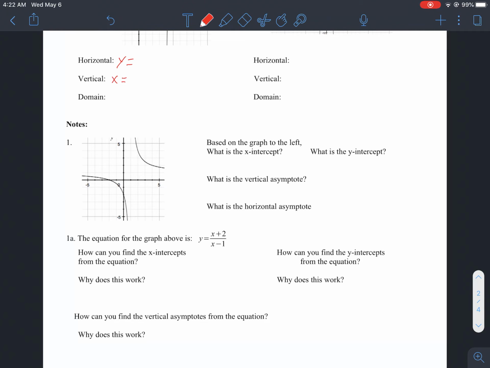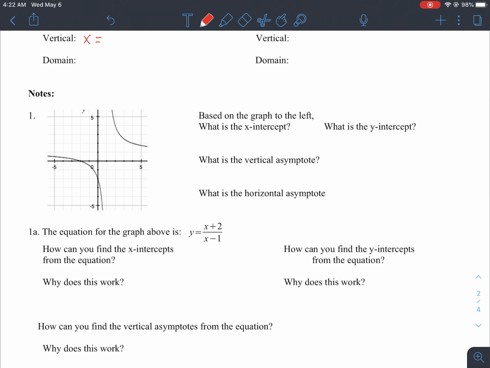Based on the graph to the left, what is the x-intercept? The x-intercept is -2. What is the y-intercept? That's also -2. The vertical asymptote is at 1. And the horizontal asymptote is also at 1.